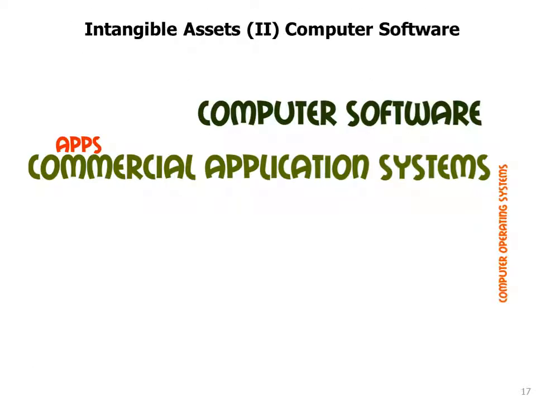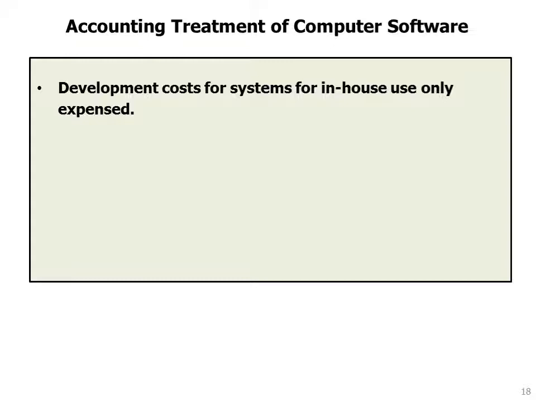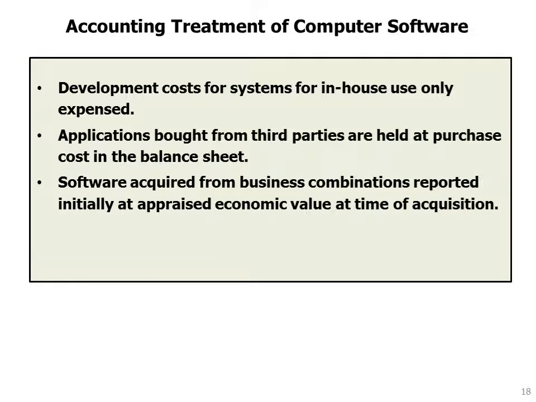Computer software and computer application systems, the accounting is somewhat different to that of other intangible assets. So computer software includes application software and operating system software bundled with hardware. Accounting treatment of computer software is more complex than for other intangibles. Development costs for systems for in-house use only are expensed. So that's exactly the same as other intangible assets. However, applications bought from third parties are held at purchase cost in the balance sheet.